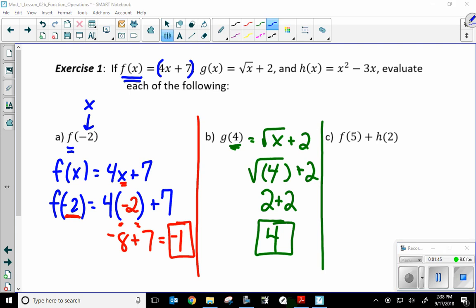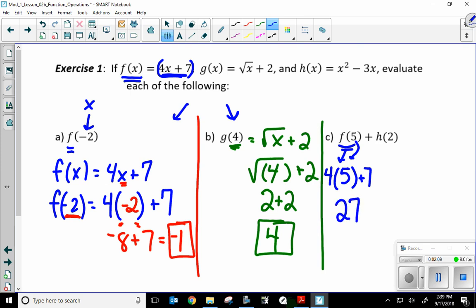All right, last one. This is actually a little different because I've got to do the same process I did for A and for B, but I've got to do it twice. My function f, that's 4x plus 7. Well, I'm putting a 5 in there. It's 20 plus 7, 27. All right? Plus, well, what's h of 2?